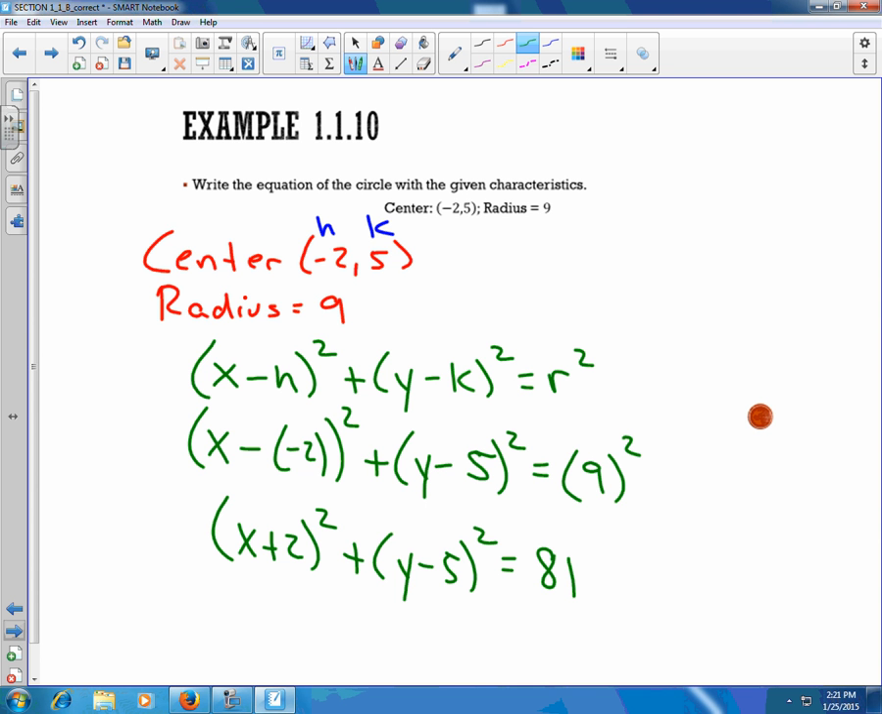Notice that once again, the signs from the center change in the equation: -2 becomes +2, and 5 becomes -5. So the signs switch between the equation and the given point.